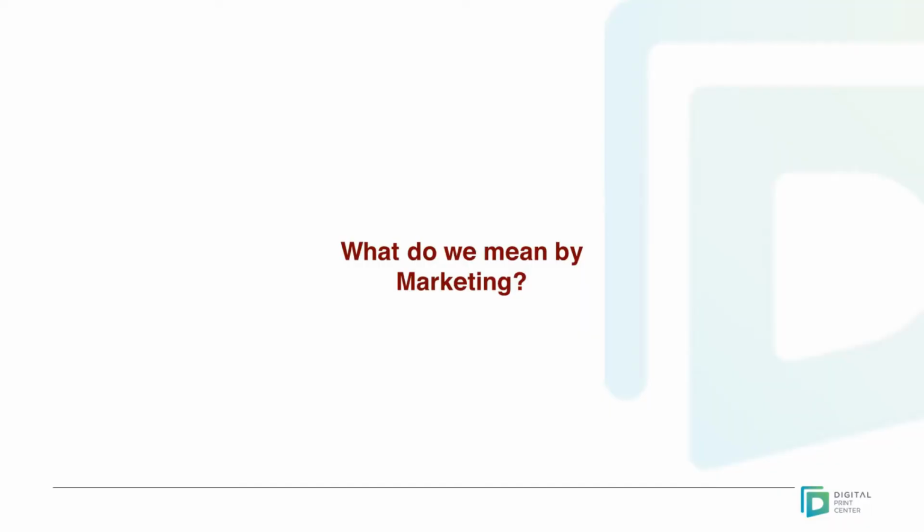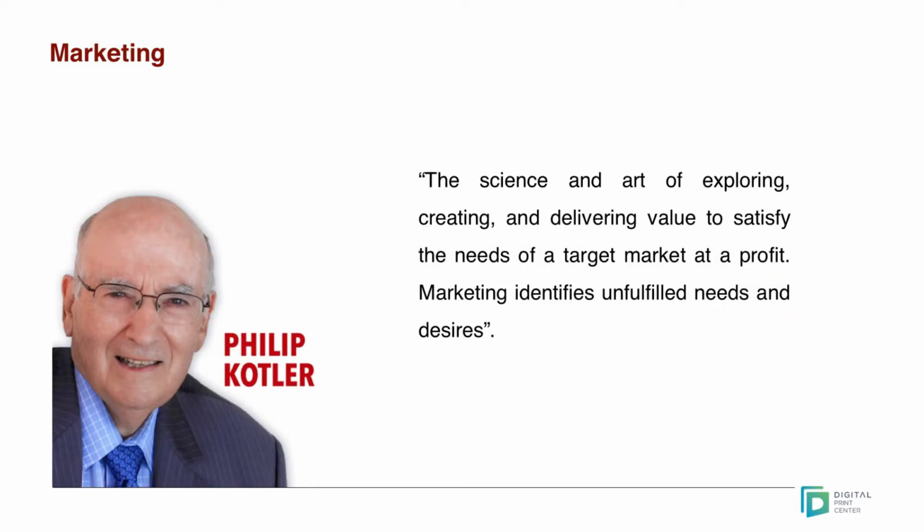Now, there are so many definitions of marketing. What do we mean by marketing? There are hundreds of marketing definitions. Well, I choose what Mr. Philip Kotler says. Philip Kotler is now 88 years old. He's the father of marketing definitions and communications. He has over 60 books, and he's the distinguished professor at Northwestern University. And he defined marketing as the science and art of exploring, creating, and delivering value to satisfy the needs of a target market at a profit.